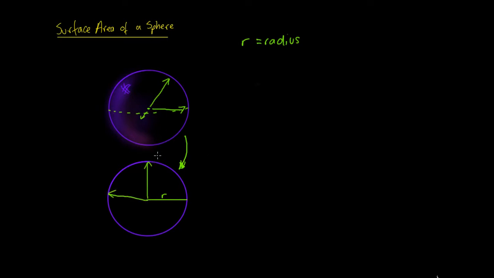So for example, let's assume that we have a circle and it has a radius of, say, 3 meters. So the distance from the center of the circle to the edge of the circle is going to be 3 meters. That means for our spherical version, the distance from the center to any point on the edge is always going to be 3 meters, no matter which way we go.